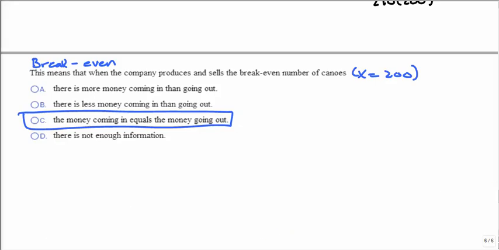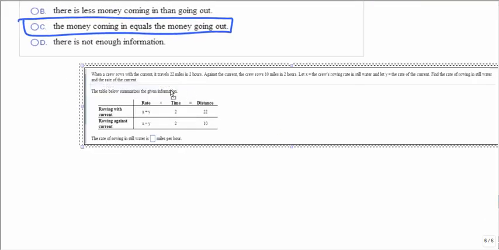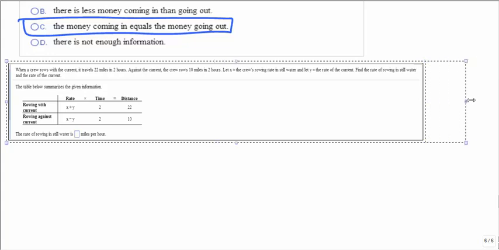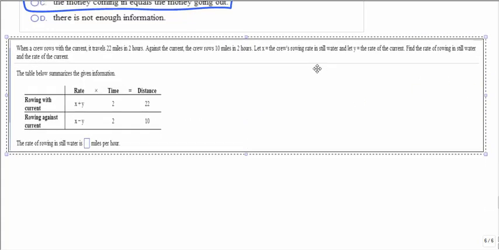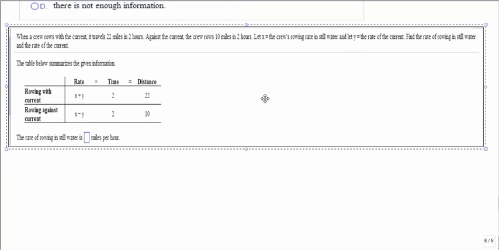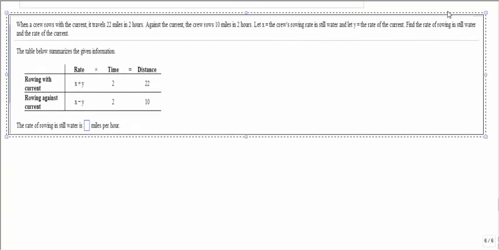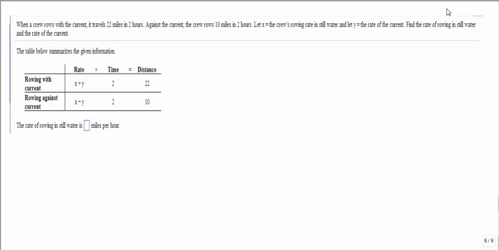Okay, this next problem is kind of a departure from our business problem we just had when we were looking at break even. And this is a problem where we're rowing a boat. So take a few minutes to read through it if you'd like, and then we'll go ahead and set it up. A lot of information going on here.